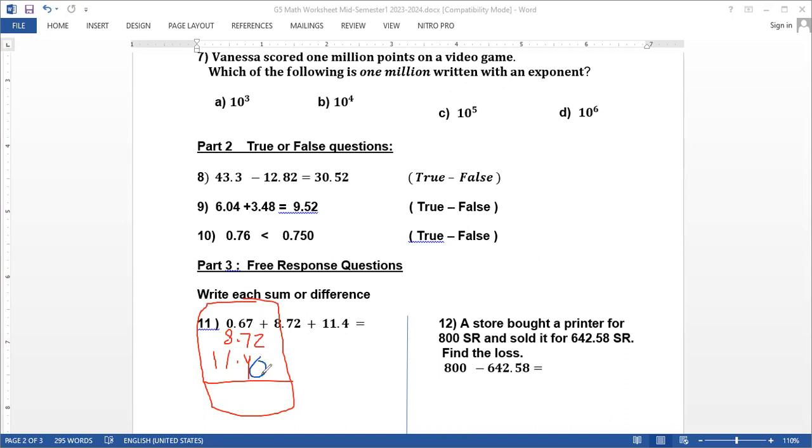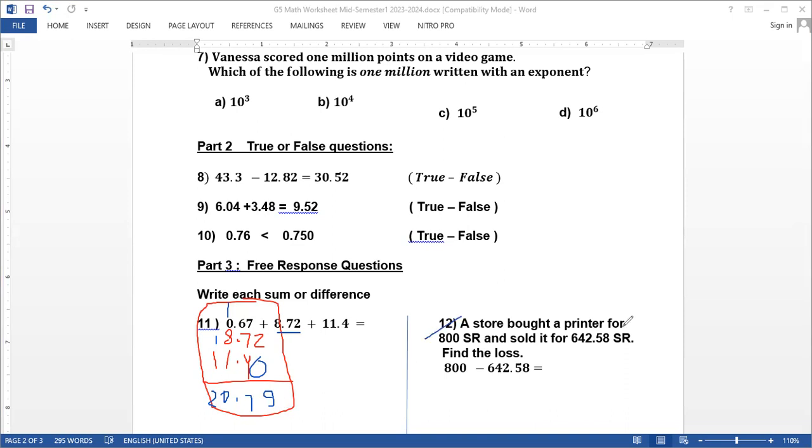7 plus 2 plus 0 equals 9. Don't forget to put the point. 6 plus 7 plus 4. 13 plus 4, 17. Now 1 plus 8 plus 1 equals 10. 0 and 1 up. 1 plus 1 equals 2. 20.79. Does it make sense or no? Yes, it makes sense. This is about 1, this is about 9, this is about 11. So the answer is 20.79.